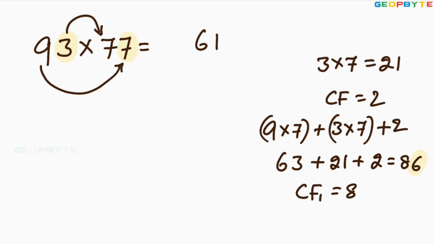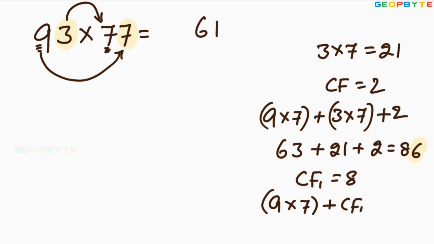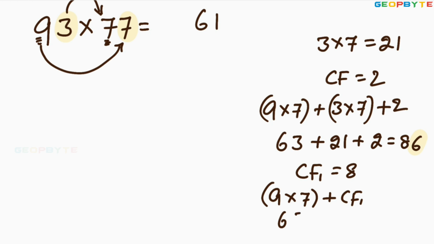Then you multiply the 9. You multiply 9 and 7. 9 into 7 plus what? Carry forward. 9 into 7 is 63. 63 plus carry forward 8. You simplify this for getting 71. You put that value here for getting your answer. 7161 be the multiplication of 93 into 77. I hope you got my point.